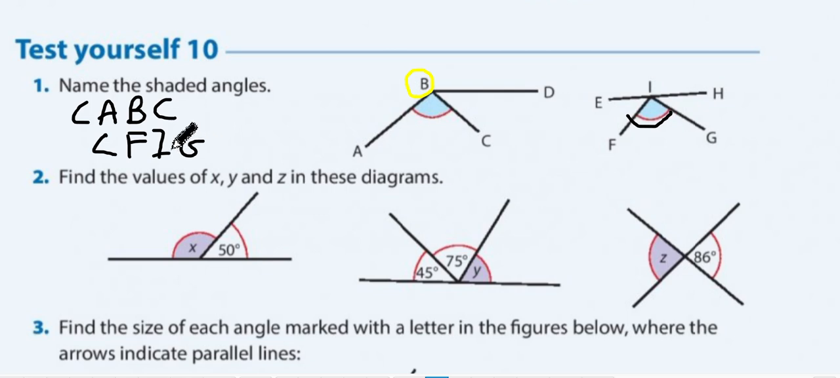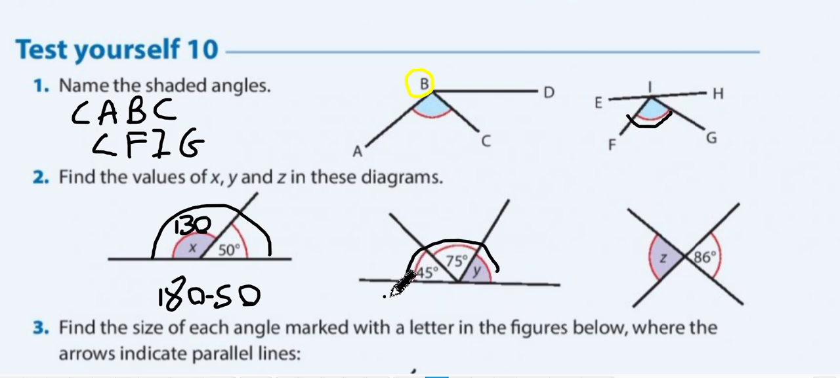Try and remember the angle thing. Now, two of these angles have to add up to 180. So you do 180, take away 50, and you get 130. Next one. All three angles have to add up to 180. So you do 180, take away 75, take away 45.